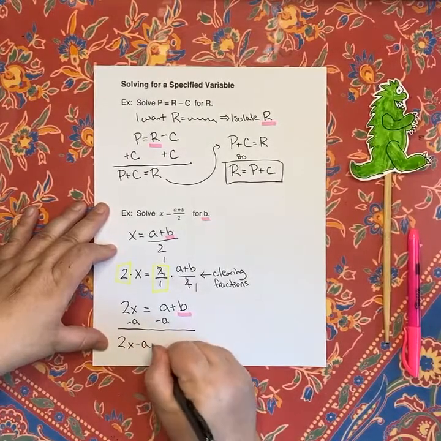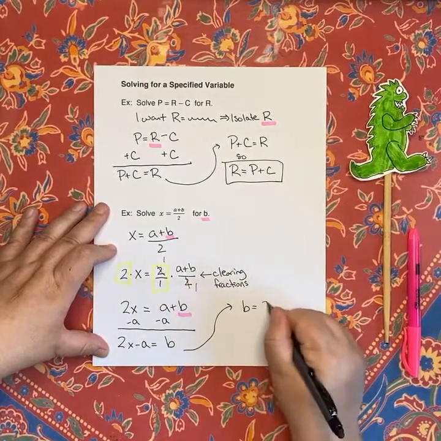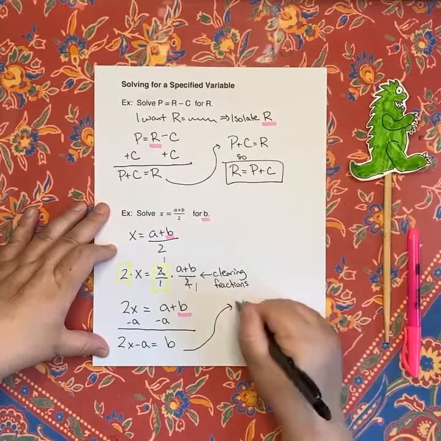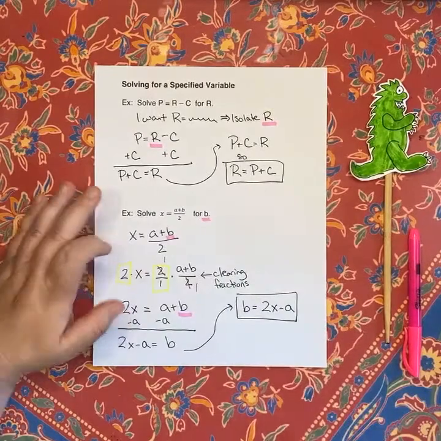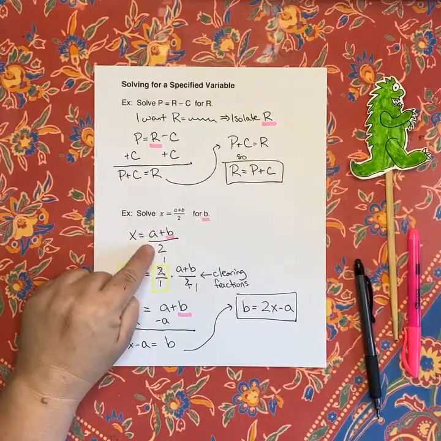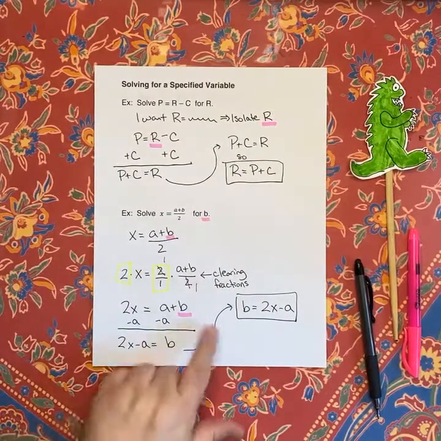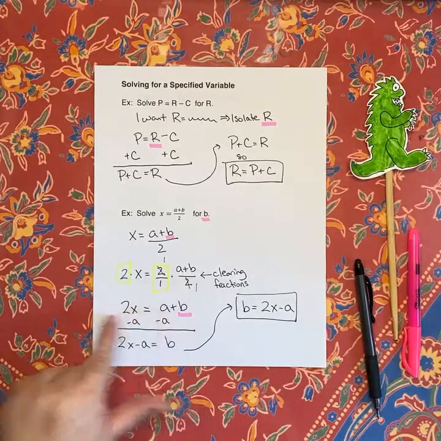2x minus a equals b, or b equals 2x minus a. And I'm done. So I'm going to recommend anytime you come across a fraction of any type, multiply on both sides, get rid of that fraction. It'll make the equation easier to look at.